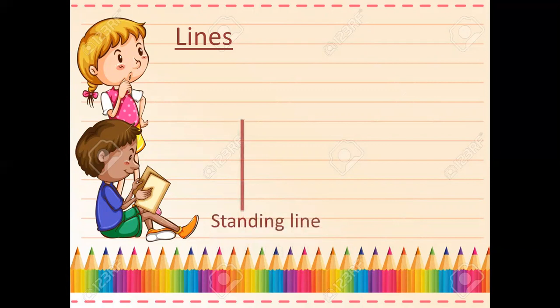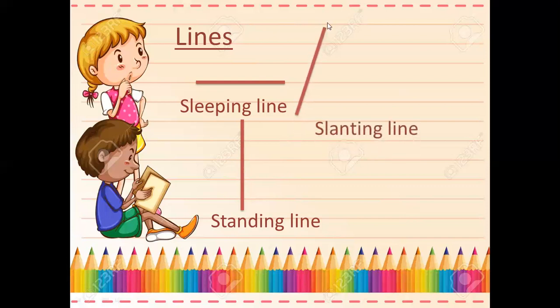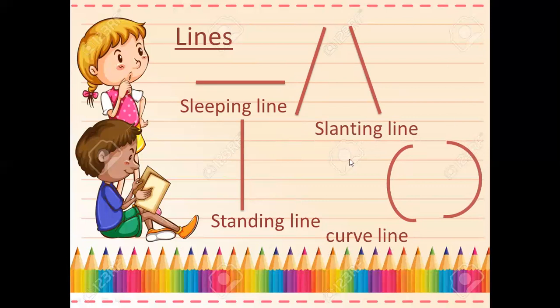Standing line, this is called a standing line. The straight line is called a standing line. And now this line is called a sleeping line. Now, slanting line, watch it carefully. Now, curve line. Both these lines are called curve lines. With the help of all these lines, we are going to write our uppercase and lowercase letters. This one is a sleeping line, this one and this one are slanting lines, and the straight line is called a standing line.